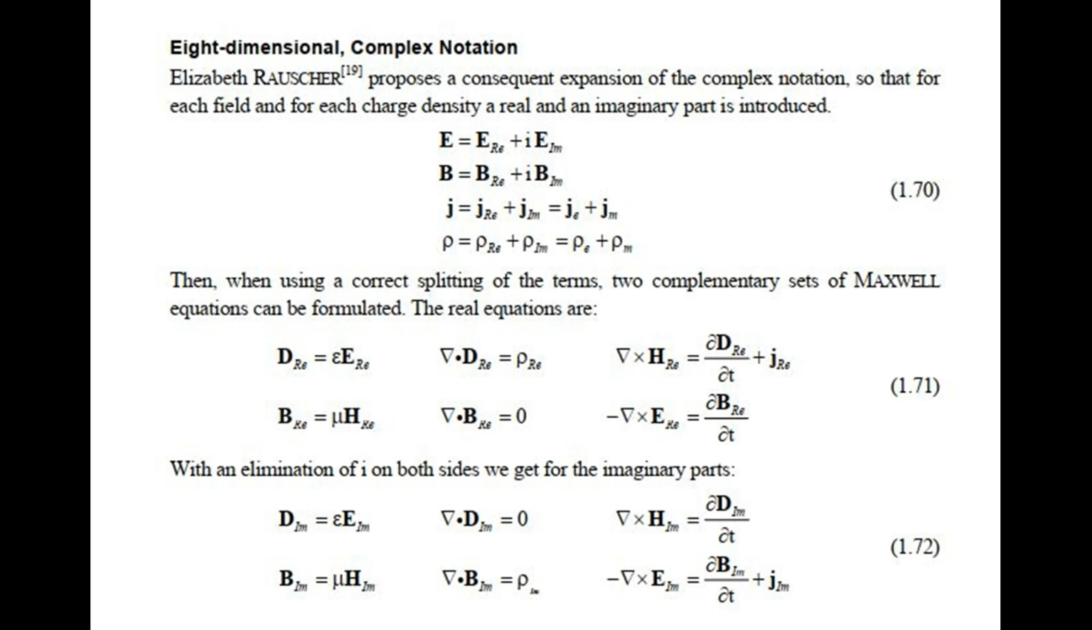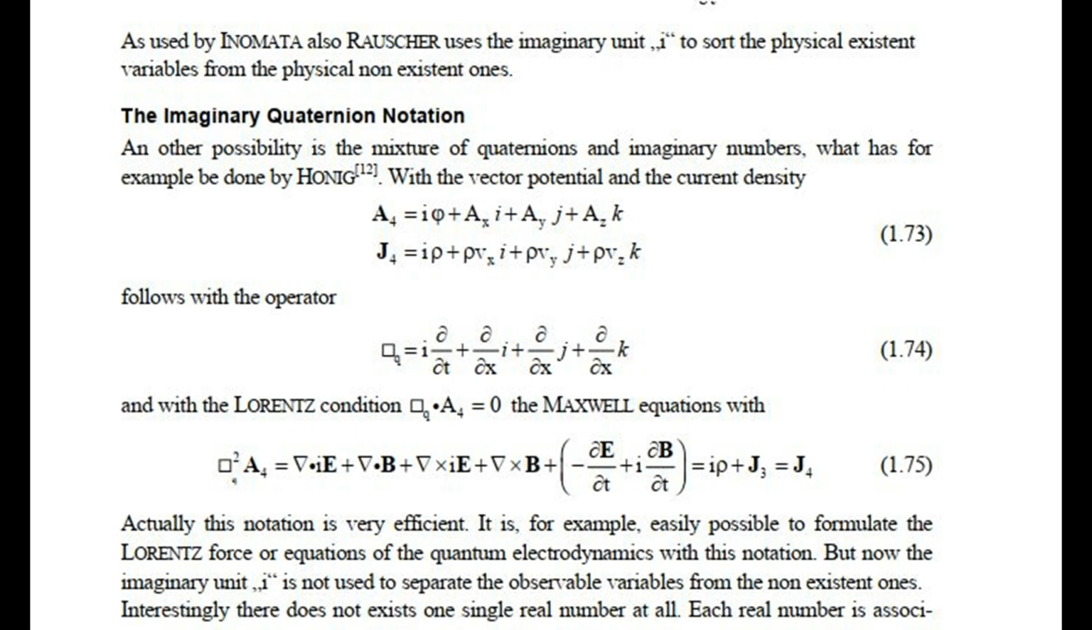8-dimensional, complex notation. Elizabeth Rauscher proposes a consequent expansion of the complex notation, so that for each field and for each charge density a real and an imaginary part is introduced. Then, when using a correct splitting of the terms, two complementary sets of Maxwell equations can be formulated. The real equations are: with an elimination of I on both sides we get for the imaginary parts. As used before, also Rauscher uses the imaginary unit I to sort the physical existent variables from the physical non-existent ones.